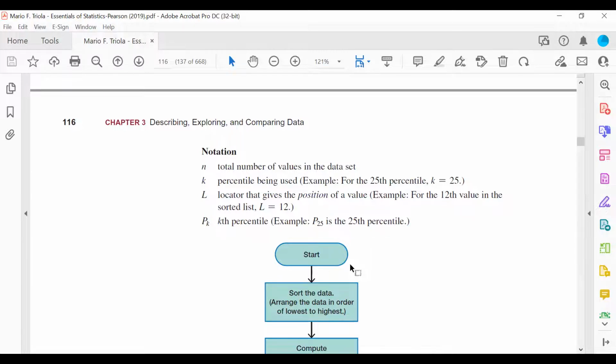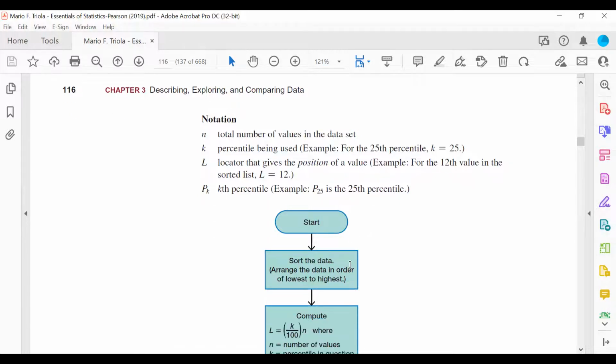Okay. All right. So let's follow the flow chart. You start there, right? The first thing you do is sort the data from smallest to largest. We already know that. So step 1, put data in order from small to large. Right? All right, step 2.